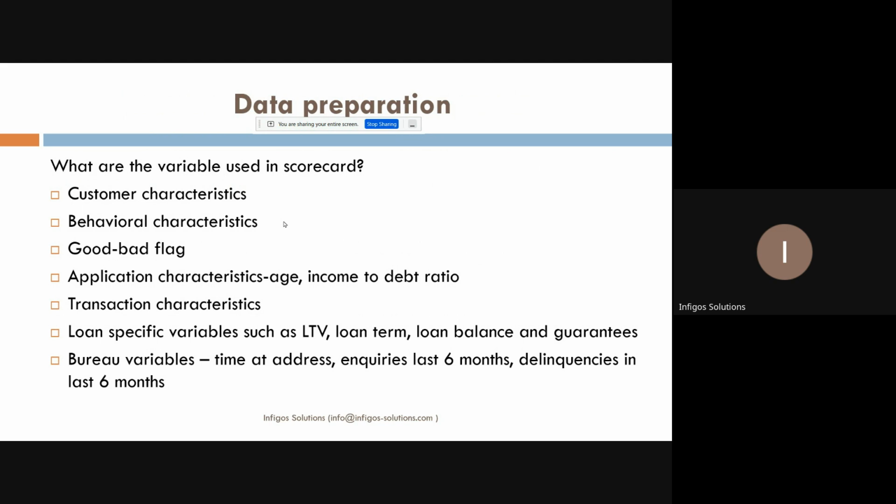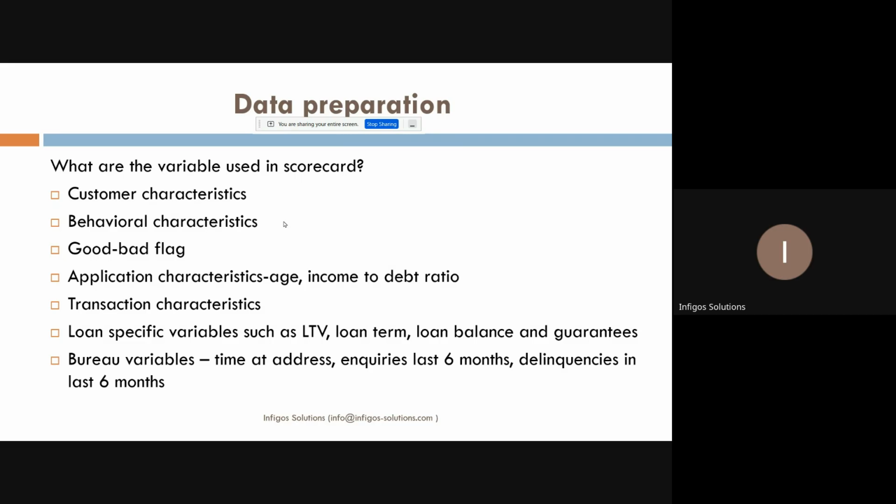Good bad flag. Application characteristics are basically age, income to debt ratio, those kinds which are very personal to the customer, which means they will vary from one customer to another customer. Behavior could be similar between customers, but application characteristics will be different across different customers.